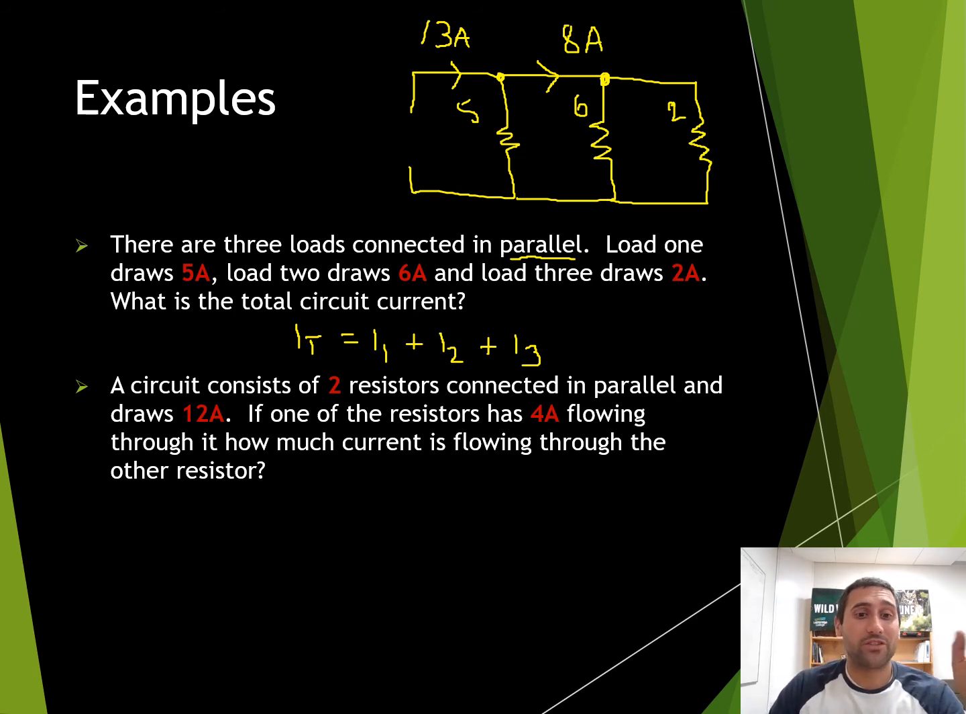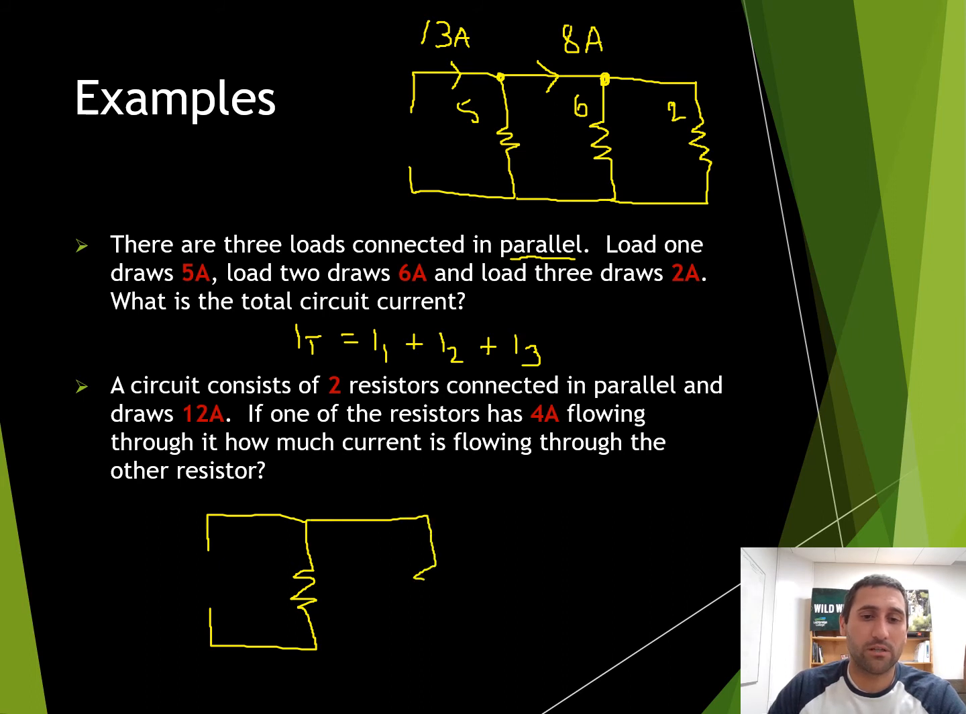Example 2. A circuit consists of 2 resistors connected in parallel. Let's draw this out again. 2 resistors in parallel and the total is 12 amps. Then we get our note, and it's saying that one of the resistors has 4 amps flowing through it. And for this question, it doesn't matter which one. 4 amps goes there. So what is the remainder flowing through that last branch?